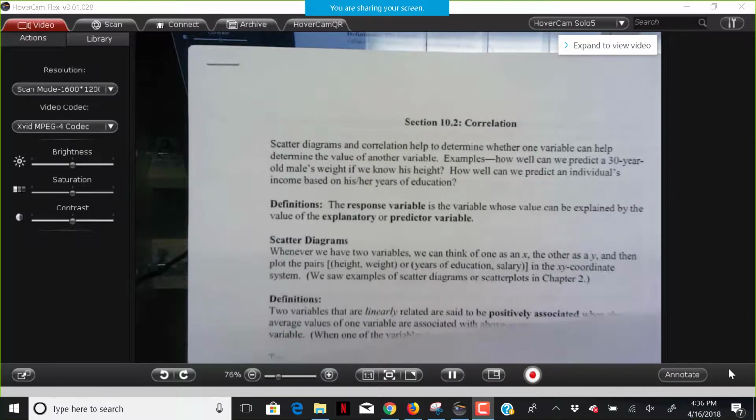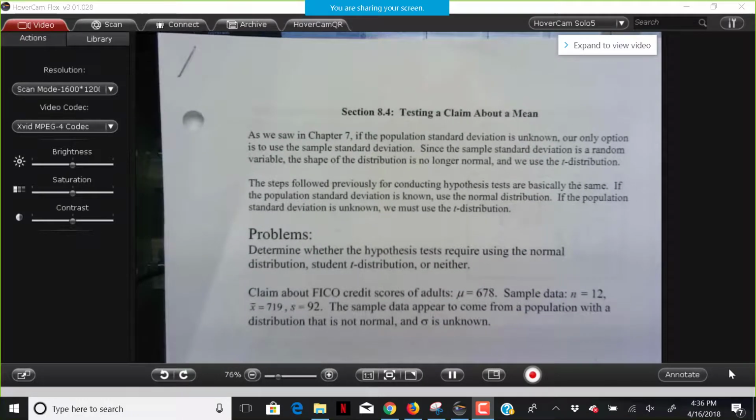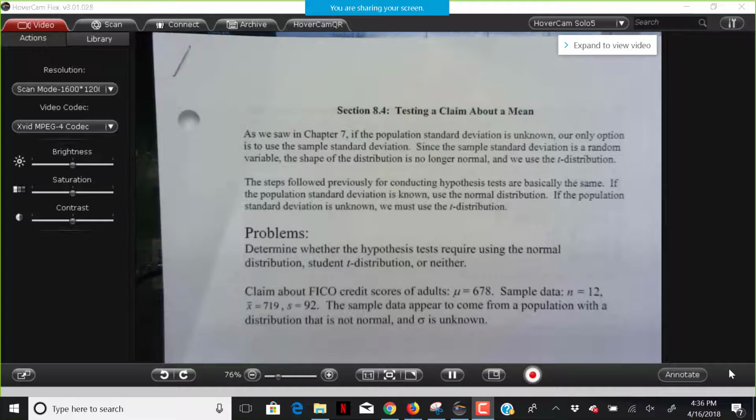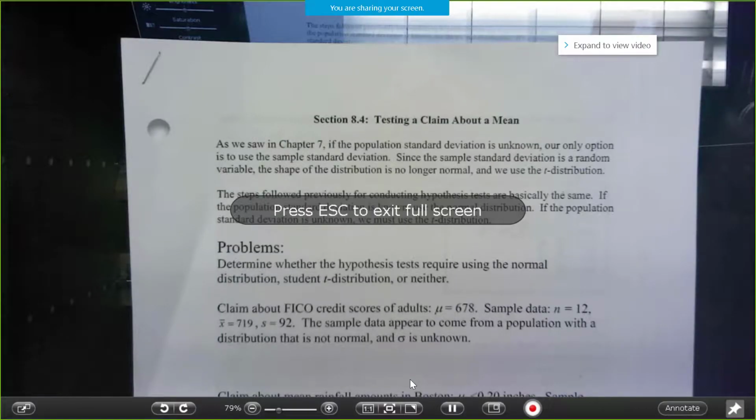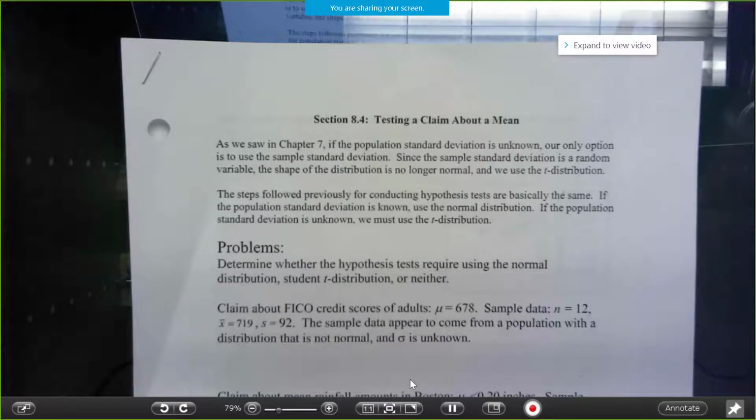In chapter 10, which will be our last chapter. So 8.2 was just the introduction to hypothesis tests. 8.3, that was hypothesis tests about a proportion. And so 8.4 is on hypothesis tests about a mean.